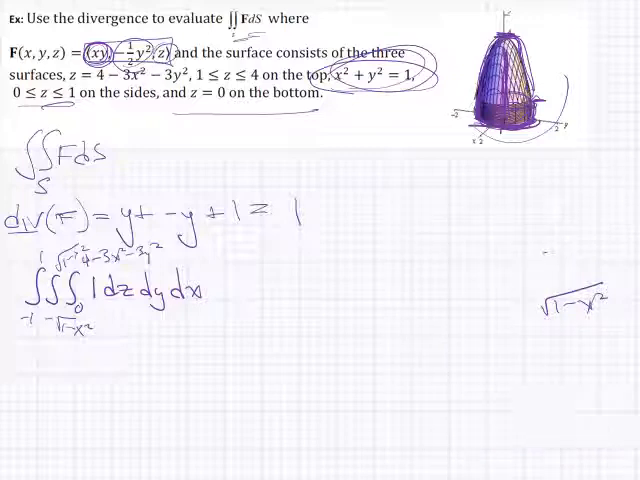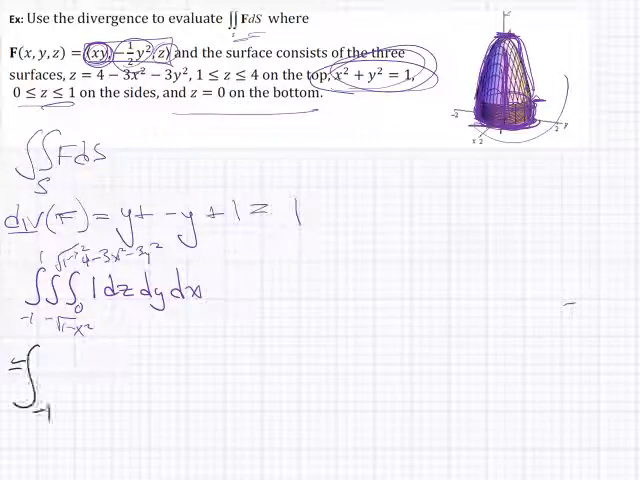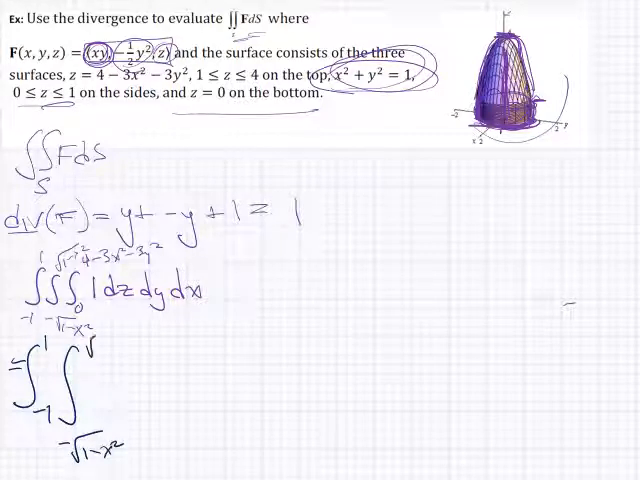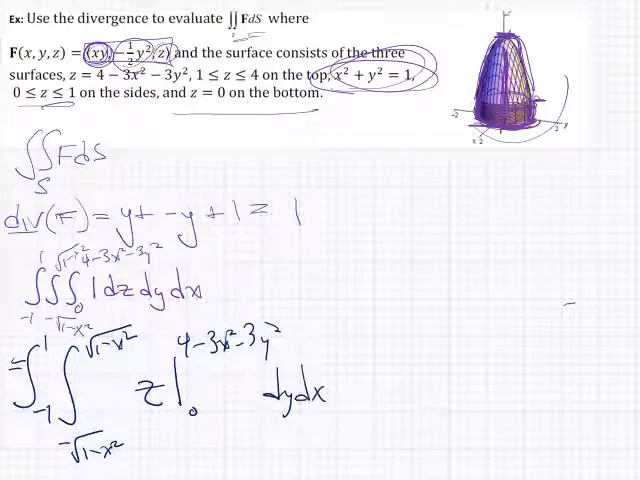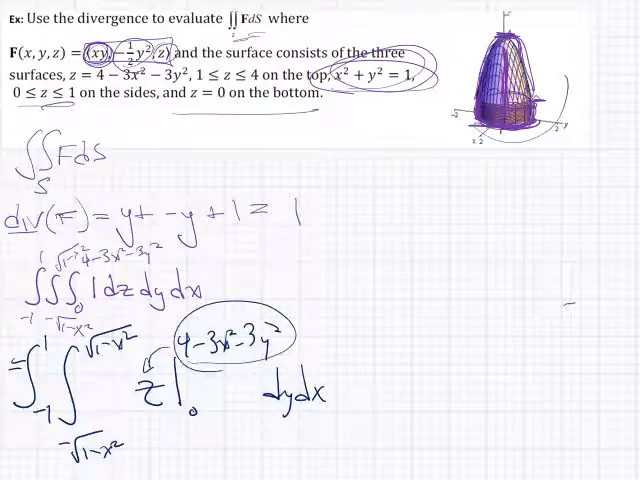All right, so let's get rid of this. In which case, the integral with respect to z is just going to be z. So I still have this negative 1 to 1. I still have this negative square root of 1 minus x squared, positive square root of 1 minus x squared. I get z between 0 and 4 minus 3x squared minus 3y squared. I still have dy and dx. So if I plug this in for z and 0 for z, it's really just going to give me this.